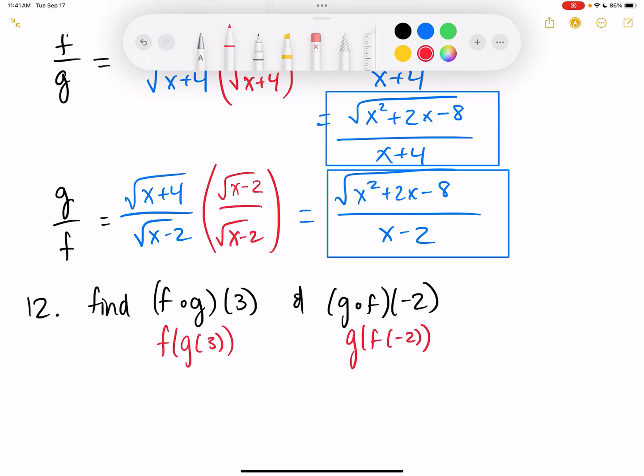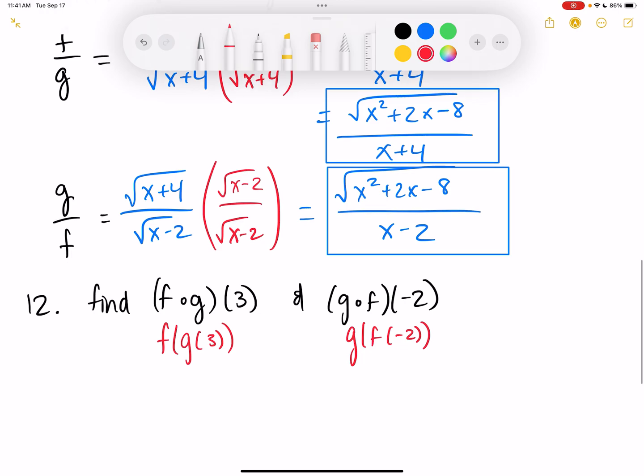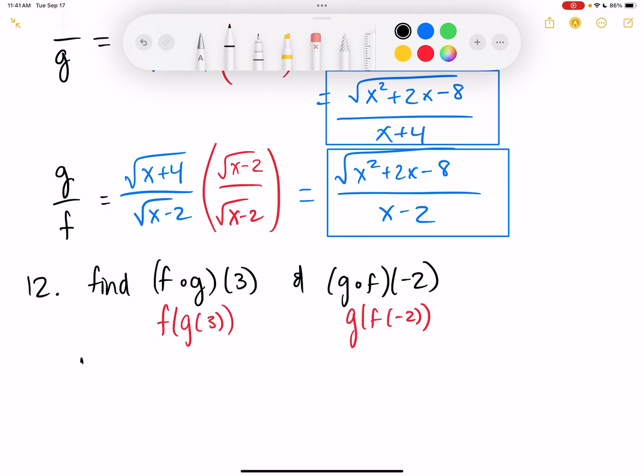What this says is I'm plugging this number in. In the first case, I'm plugging 3 in for x in g of x. I get a number, and then I take that and plug it into x in f of x. So my f of x is x squared minus 1, and g of x is 2x minus 3.